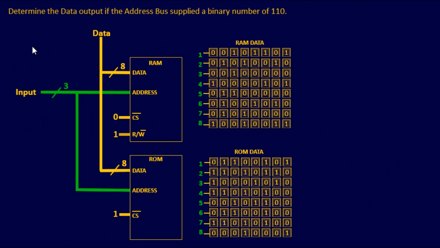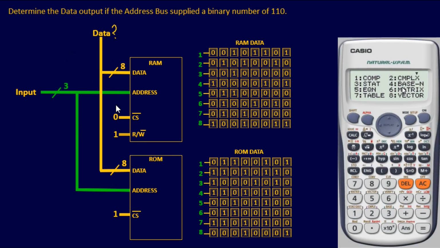All right, for our last example, we got ourselves a fun one. We're going to determine the data output if the address bus supplied a binary number of 110. Well, looking at the illustration we have a random access memory and a read-only memory chip. So we have 2 different chips, and we have an address bus going to both, which we can tell is our address bus because it's going to the address pins of these 2 memory devices. And then we want to know our data output, which is this guy right here, of the 2 devices.